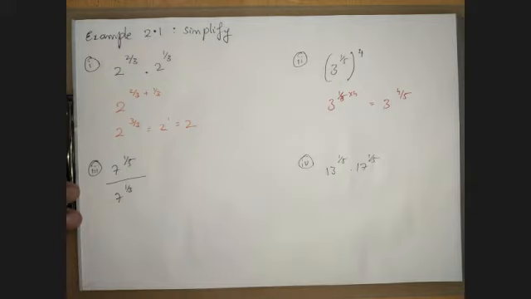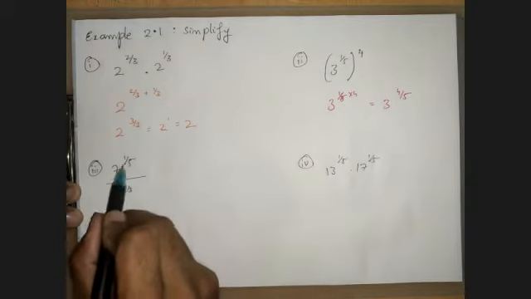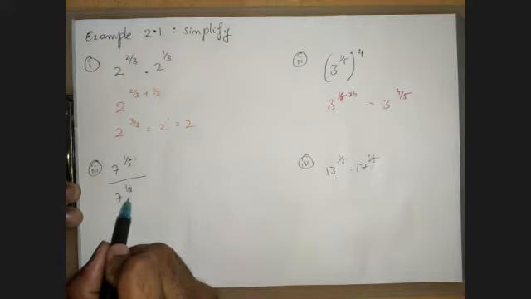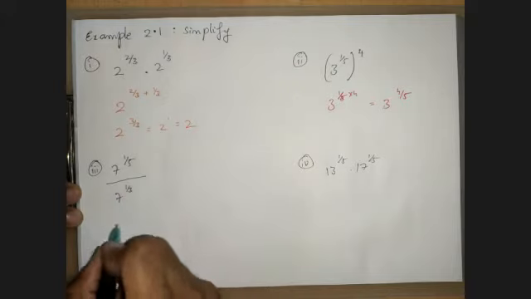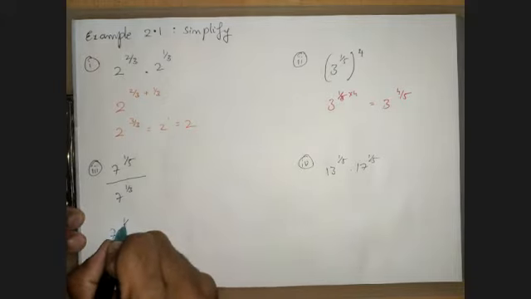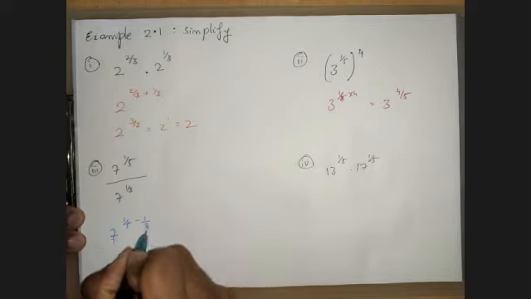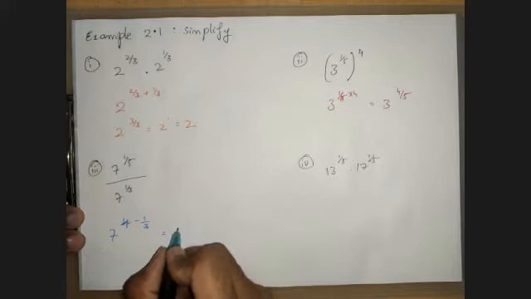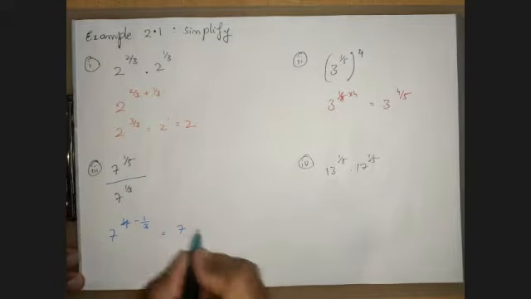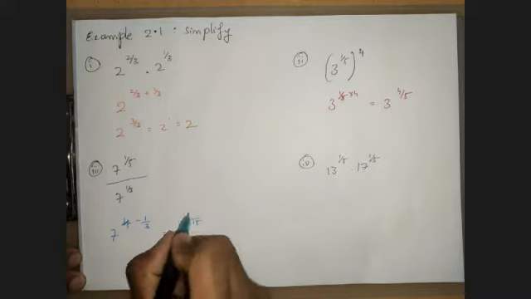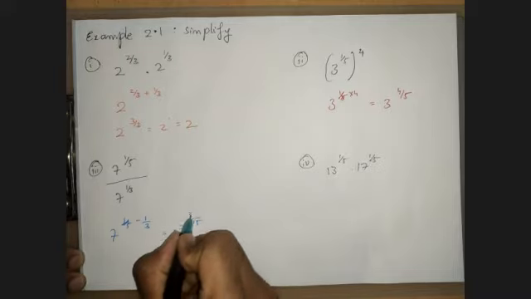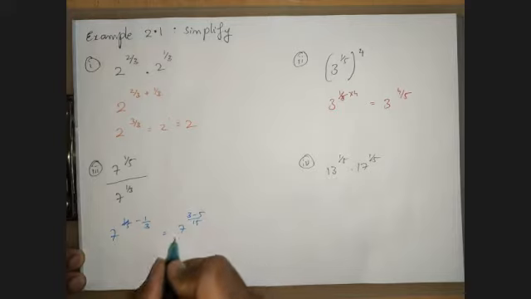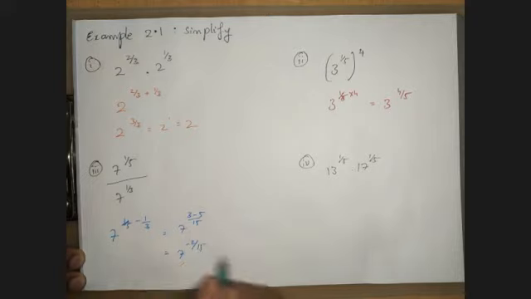Now let us look at another problem. That is 7 power 1 by 5 divided by 7 power 1 by 3. Here the bases are same, so we can subtract the exponents. So this would be 7 power 1 by 5 minus 1 by 3. How do I do this? I take the LCM, which is 15. 5 3s are 15. So this would be equal to 7 power minus 2 by 15.